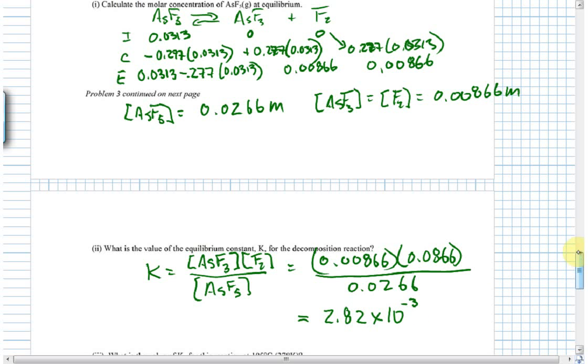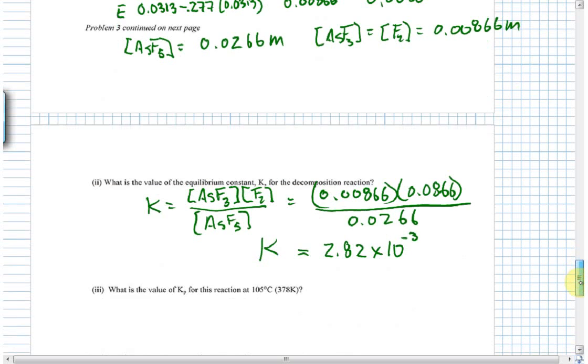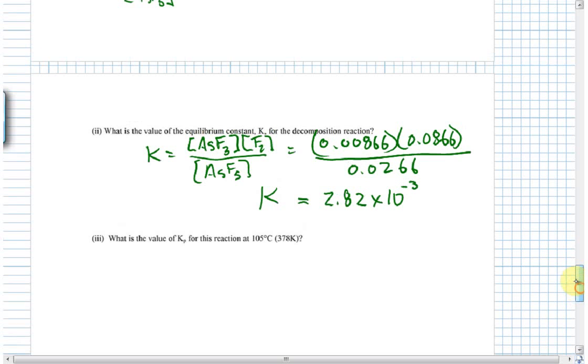Again, we treat equilibrium constants as unitless quantities. All right? Makes sense. The equilibrium constant is small. Notice the reaction did not go very far to the right-hand side, so we're not surprised that the equilibrium constant is small and less than 1.